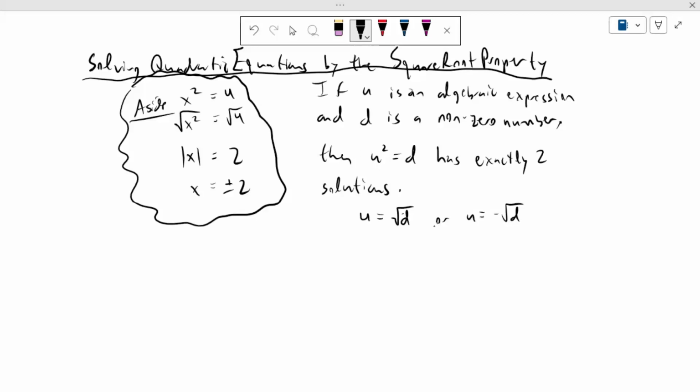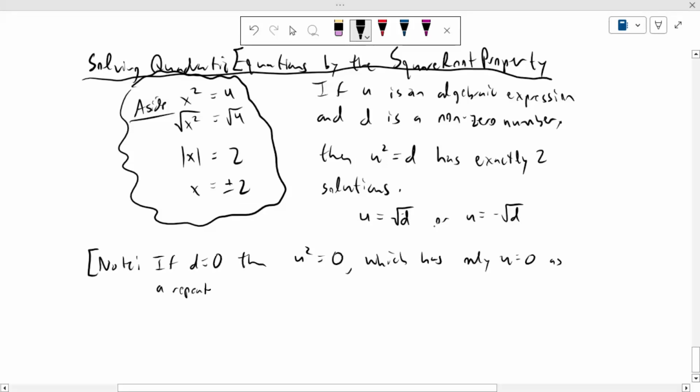All right. Well, let's talk about why they say that if D is non-zero, this happens. What happens if D is equal to zero? I'll write a little note over here. If D equals zero, then U squared equals zero is what we would have, which has only one solution, U equals zero. I'll call it a repeated solution, or a repeated root. That's why they make that stipulation, that this works if D is not zero. You get two distinct solutions.